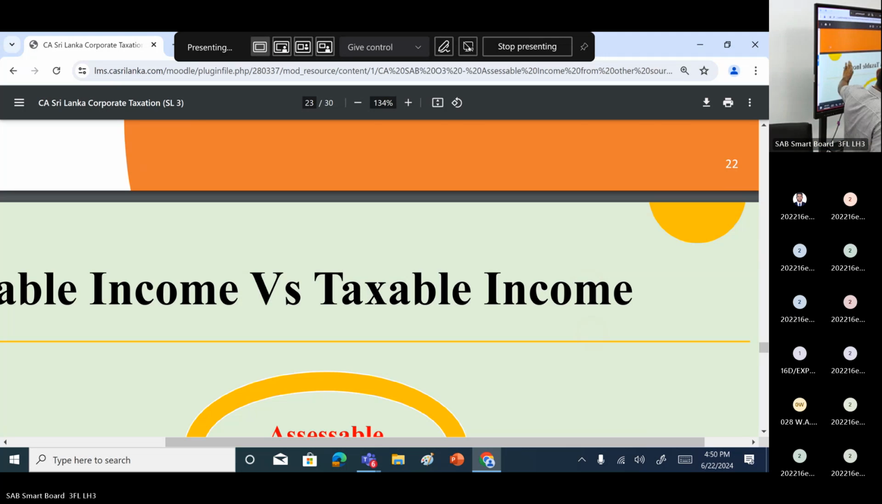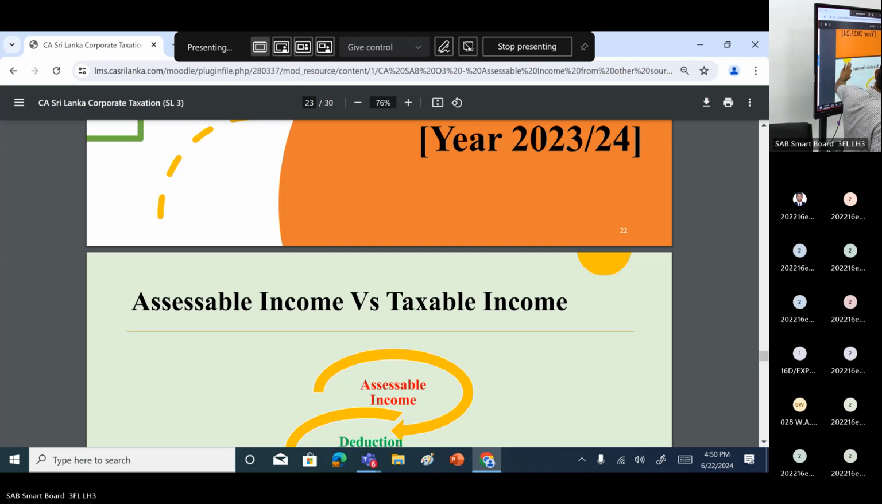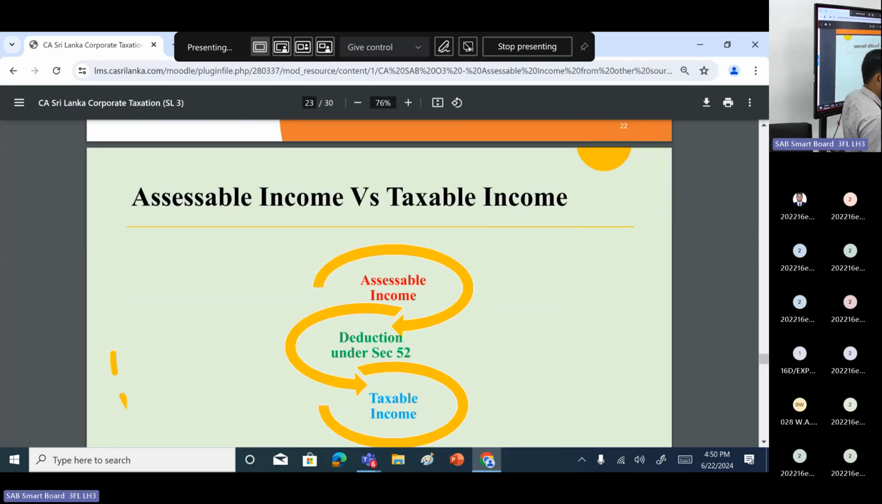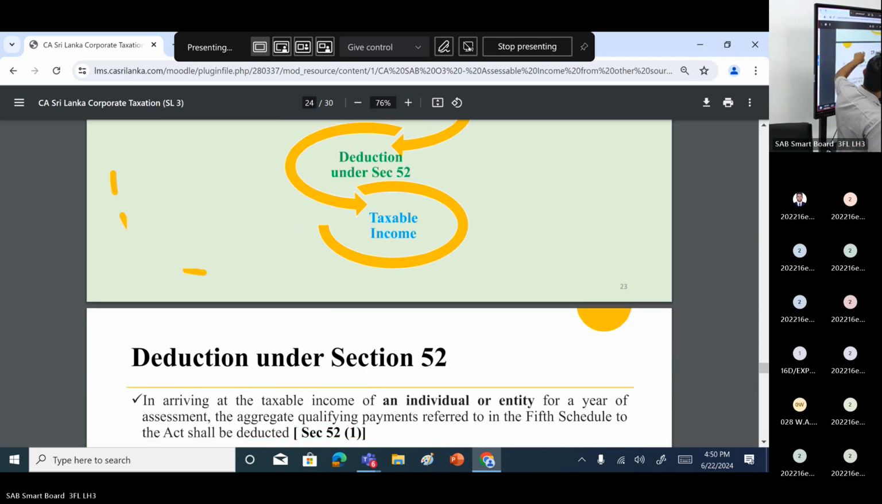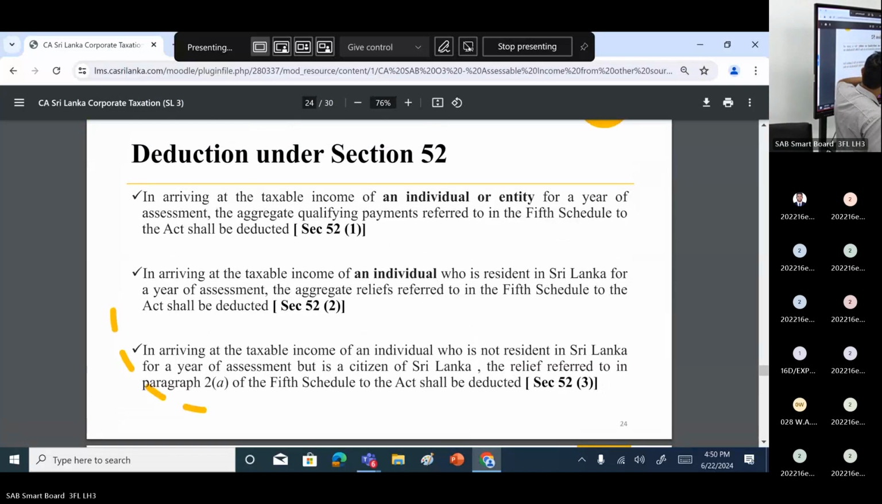So then, from assessable income to taxable income. First we have to work out the assessable income, and we can make the deductions under section 52 to arrive at the taxable income. What are the deductions under section 52? In arriving at the taxable income for an individual or entity for a year of assessment, the aggregate qualifying payment referred to in the fifth schedule shall be deducted.